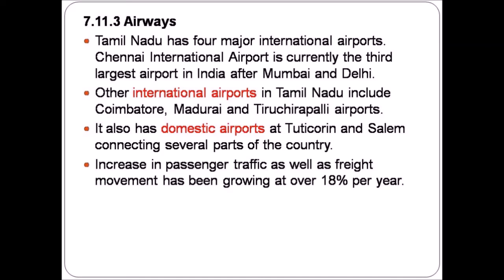A domestic flight is one that takes place entirely in one country, that is, both the departure and arrival cities are in the same country. Increased industrial activity has given rise to an increase in passenger traffic as well as freight movement, which has grown at over 18% per year. So the people who use the airways as their means of transport are increasing day by day. Because of the industrial activities, people choose airways as their mode of transport, and therefore the percentage of people traveling through airways is increasing every year at a rate of 18%.